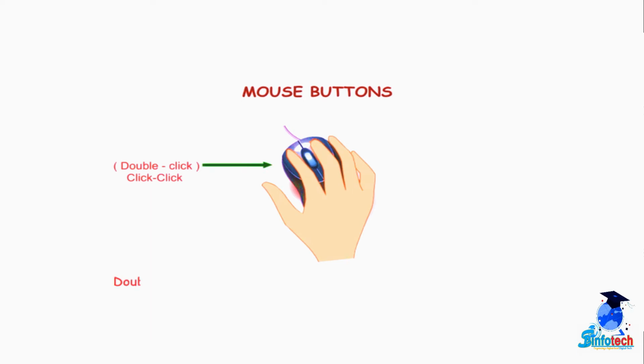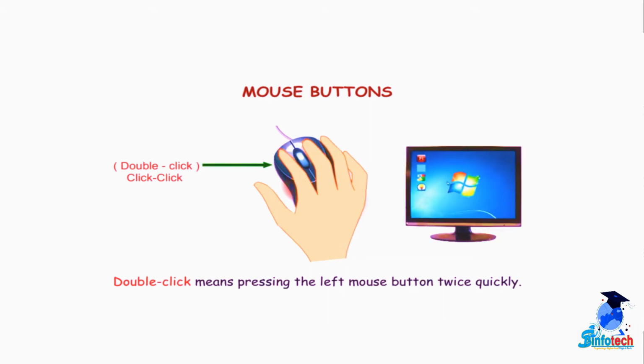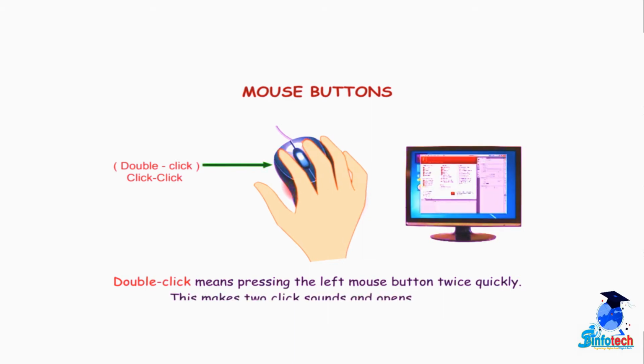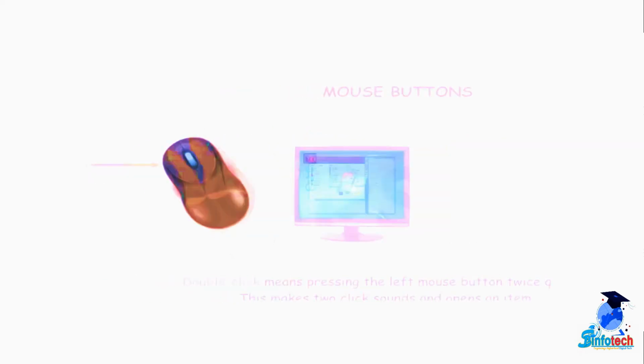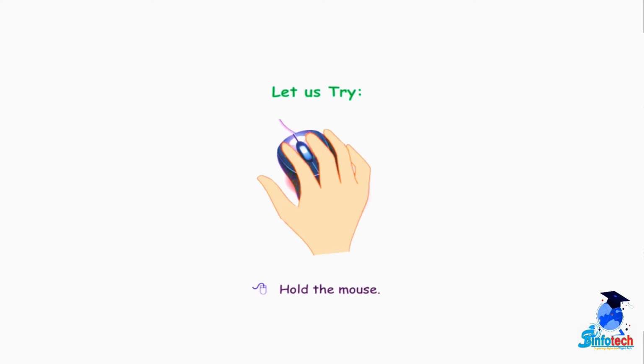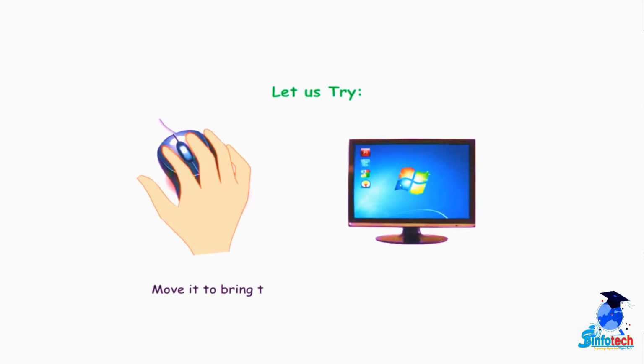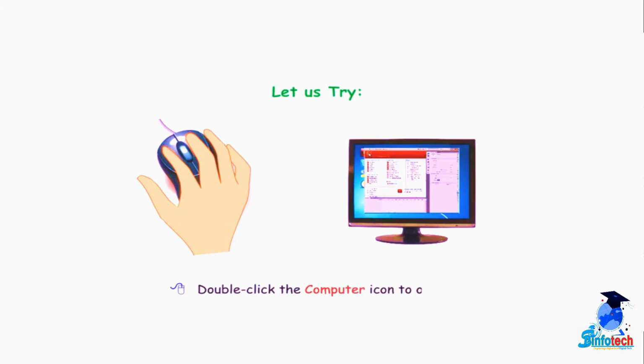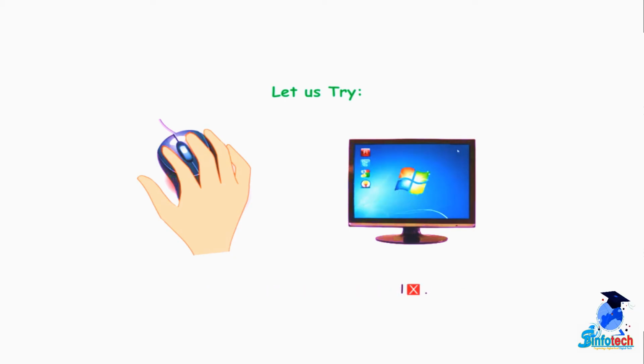Double click. Double click means pressing the left mouse button twice quickly. This makes two click sounds and opens an item. Okay, let us try. Hold the mouse. Move it to bring the pointer onto the computer icon. Double-click the computer icon to open it. Click on the Close button. The computer window will be closed.